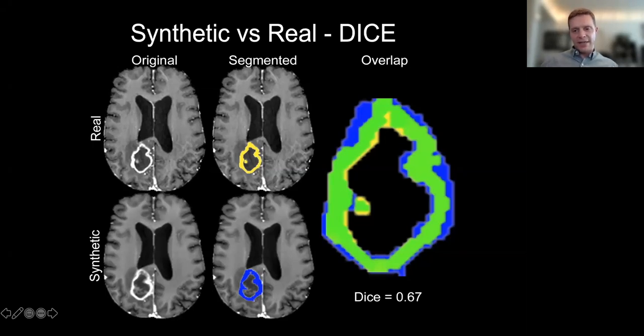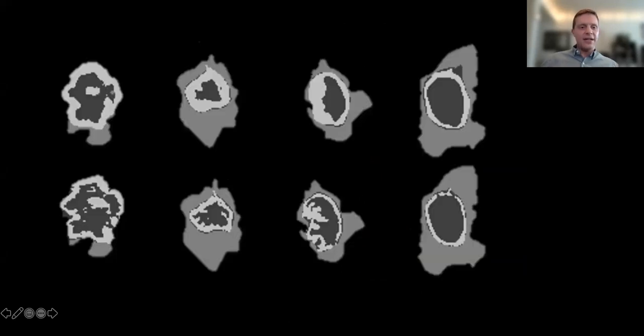And we use the DICE overlap coefficient. Again, with this metric, 1 is perfect. And we got, in this case, a value of 0.67. Here's several other real and synthetic tumors that we segmented, synthetic ones on the top. And this brightest color is the enhancing region.